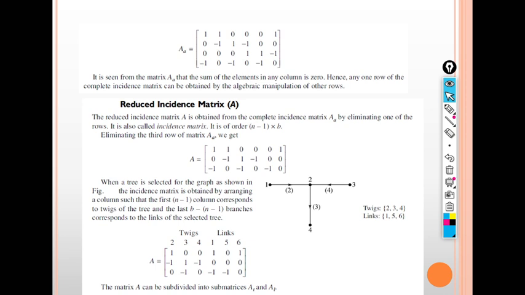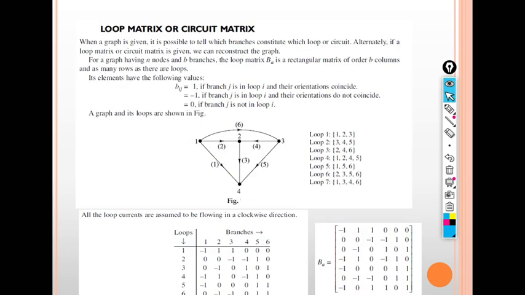So we'll see the problem. Now here, you can see that this is the total graph. So from this, how can we make a loop? We can take 1 2 3, 3 4 5, 2 4 6, 1 2 4 5, 1 5 6, and 2 3 5 6, 1 3 4 6. These are the total loops.